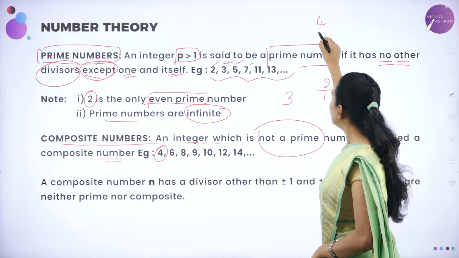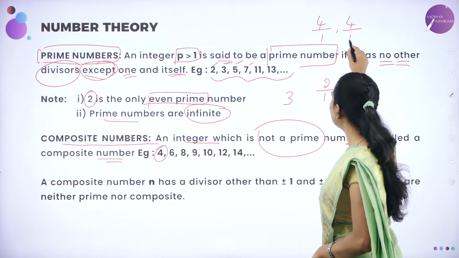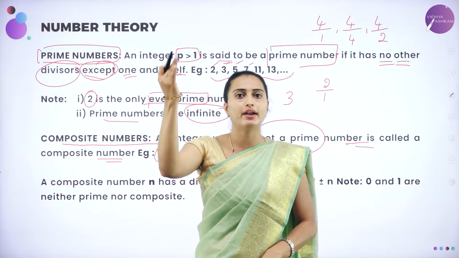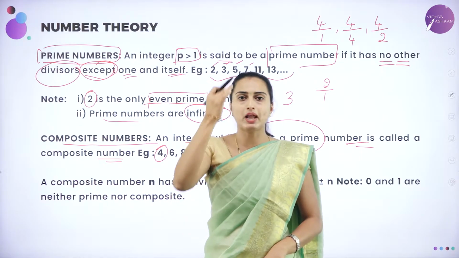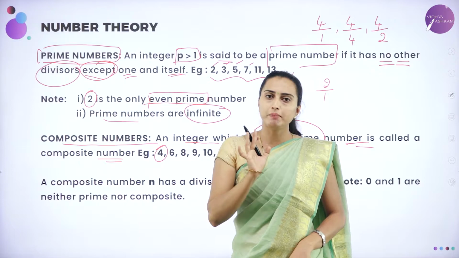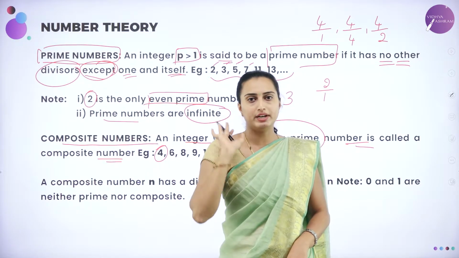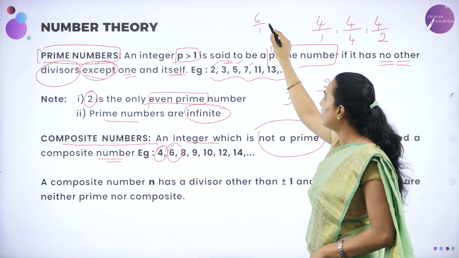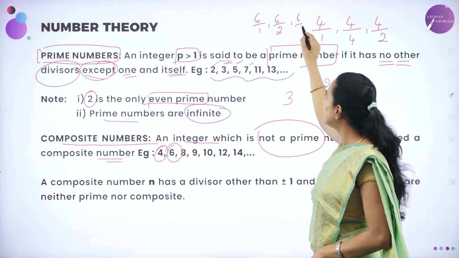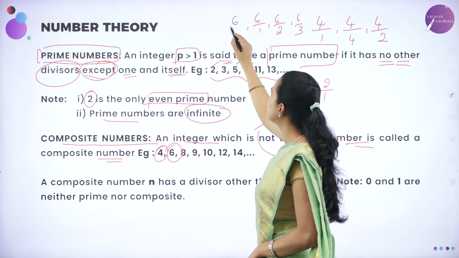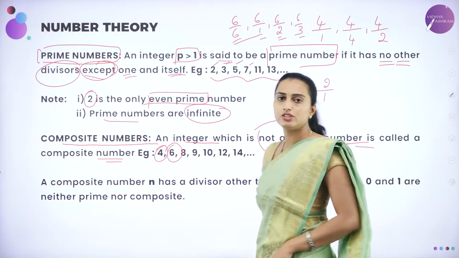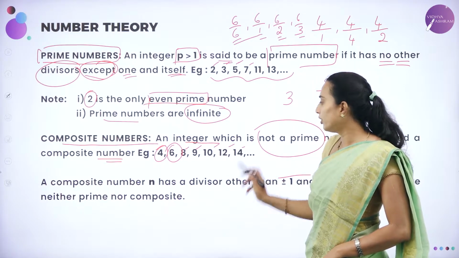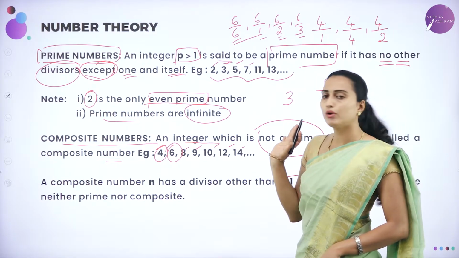4 is divisible by 1, by 4, and by 2. So how many factors does it have? 1, 4 and 2. If it is not a prime number, then it is a composite number. A prime number is divisible only by 1 and the number itself, right? Next we have 6. 6 is divisible by 1, by 2, by 3, and also by 6. You can observe these many factors for 6, so it is a composite number as well. These are all known as composite numbers, and composite numbers are also infinite.